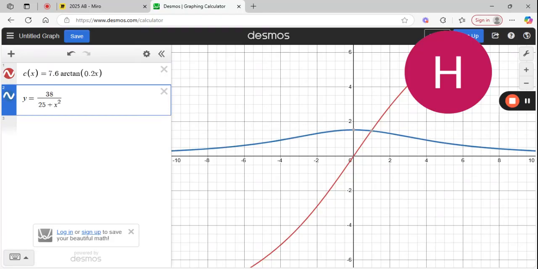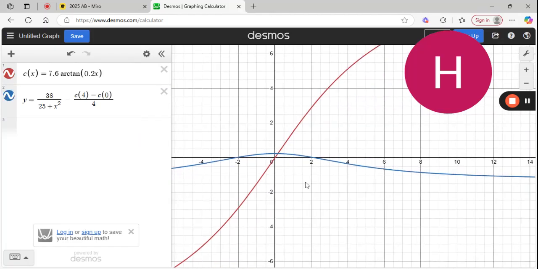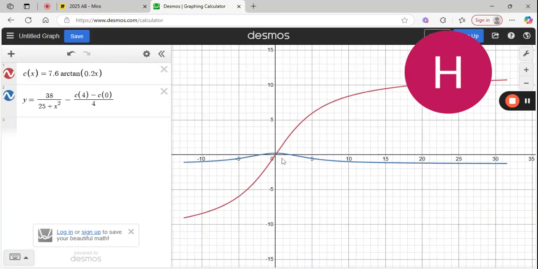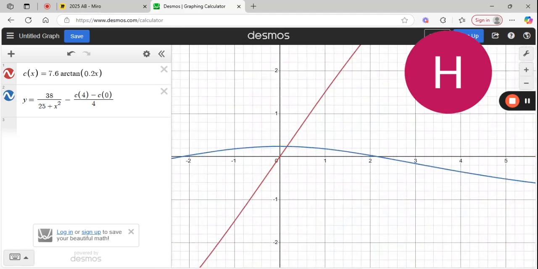x squared minus, now I can just do this easily by recalling the function, c4 minus c0 over 4. And here I can see where does that cross 0. In fact, I'll remove the arctan function in a moment just to show you that's kind of what it looks like. So very smooth and continuous as well.